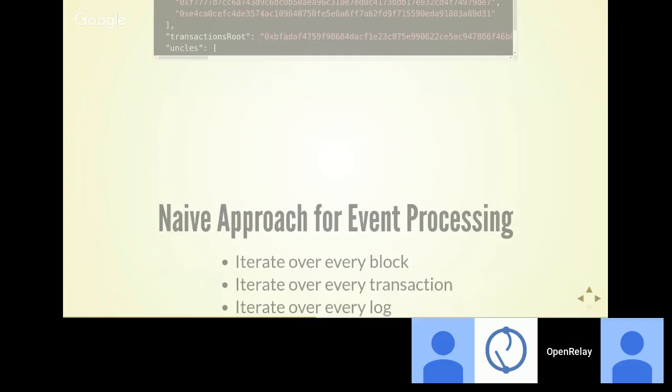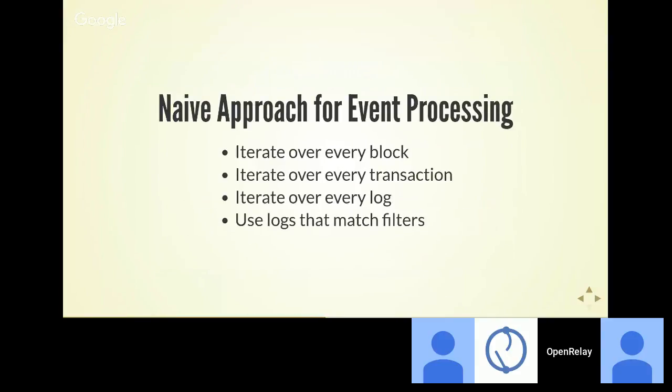All right. So a naive approach for doing event processing, and this is not what actually happens, but this is a way that you could find events if it weren't for some of the efficiencies in place. You could iterate over every single block. Then for each block, you could iterate over every single transaction. And then for each transaction, you could iterate over every single log. And for each log, you would match the filters that you provided, and you would return any logs that matched the set of filters that you provided.